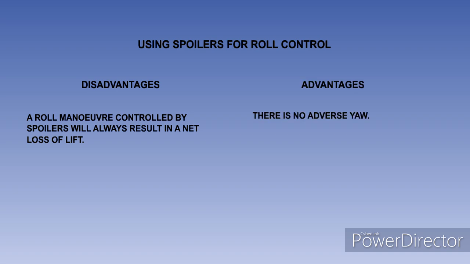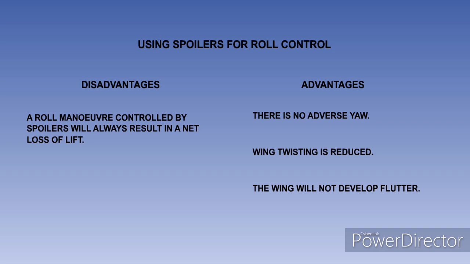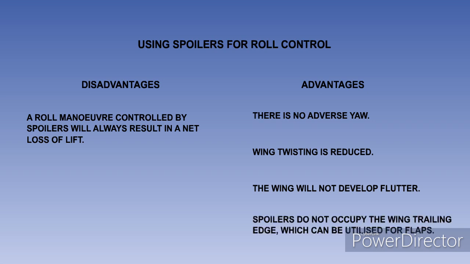However, the spoiler has several advantages over the aileron. There is no adverse yaw. The raised spoiler increases the drag, and so the yaw is in the same direction as the roll. Wing twisting is reduced. The loss of lift is distributed across the chord, rather than being concentrated at the trailing edge. It does not suffer from the phenomenon of flutter. Flutter will be explained in a later lesson. Spoilers do not occupy the wing trailing edge, so there is more space available for trailing edge flaps.